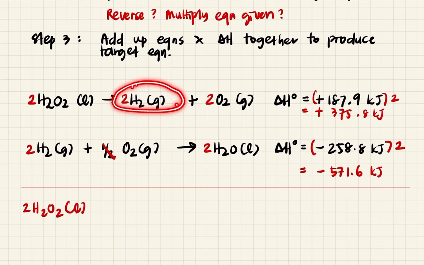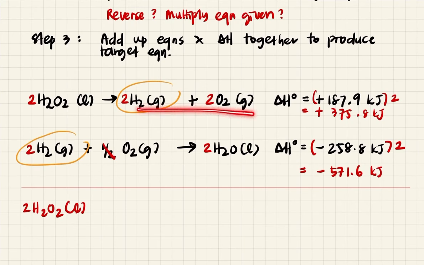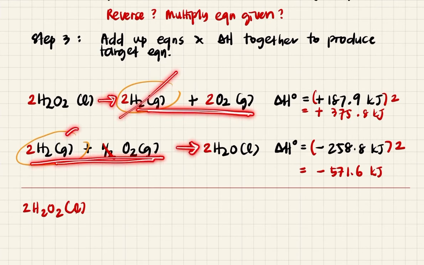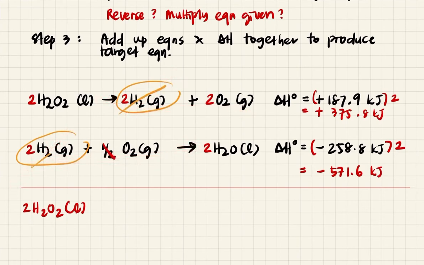Then you have 2H2 gas here, and here we have 2H2 gas. So what you're going to do is cancel out these two. Okay, so I'm going to use this color. This one and this one is the same, but they are on opposite sides. So this is on right hand side, this one is on left hand side. We see this arrow, right? So they're going to cancel out each other.